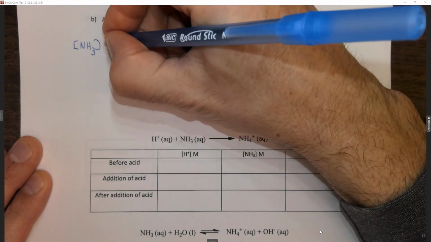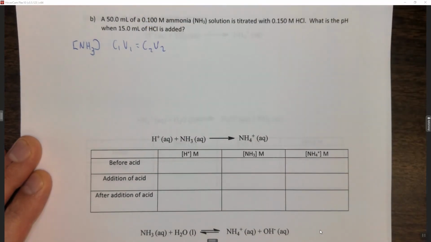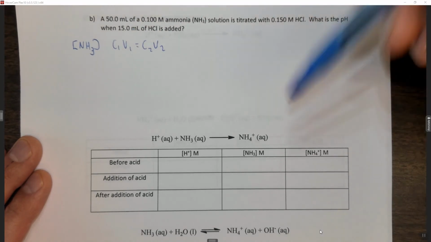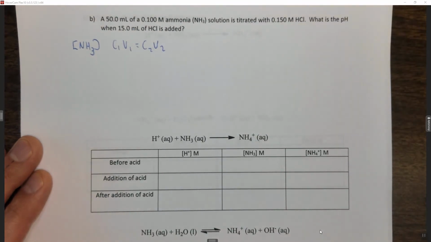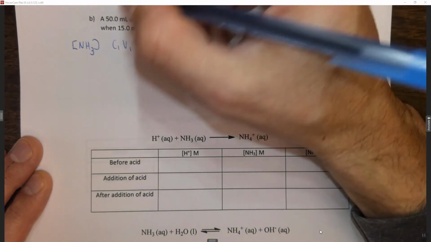And to do that, I need to use C1V1 equals C2V2. Why? Because there's been a volume change. Specifically, I had 50 milliliters of solution, now I have 65. So my 0.1 molar has been diluted by the change in concentration.